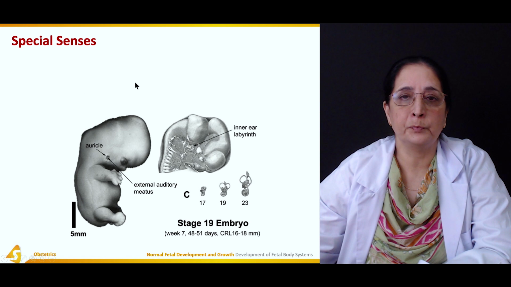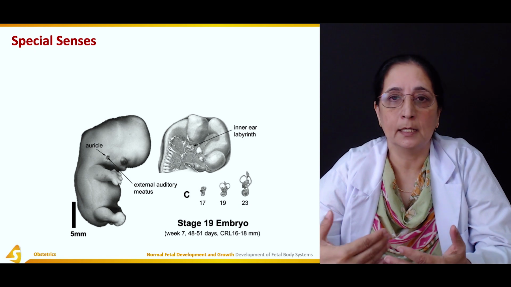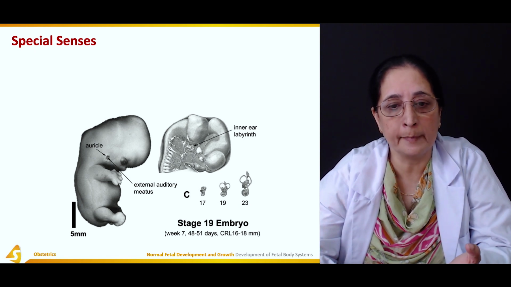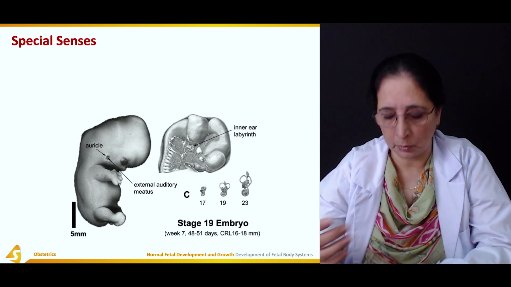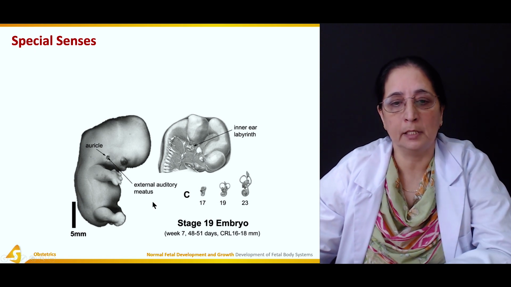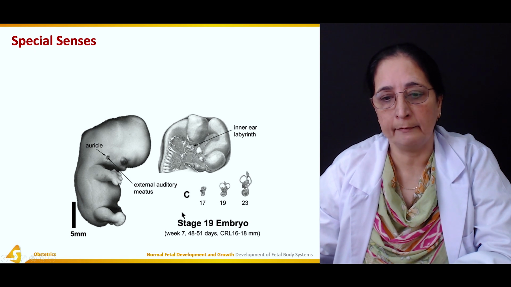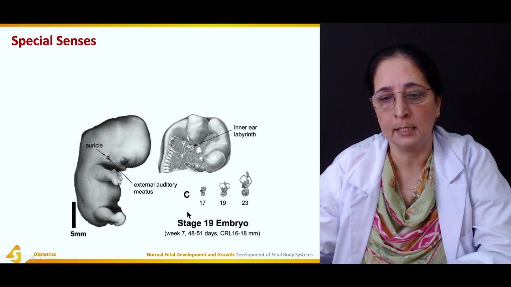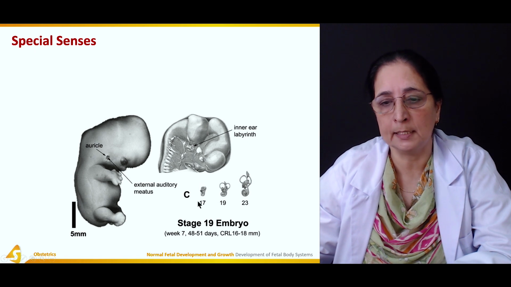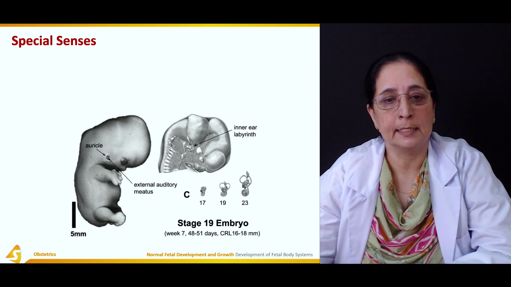Next, the development of special senses. Special senses are the sense of hearing, sense of vision, sense of smell. These are the special senses. So hearing: the auricle is the outer ear, and then the external auditory meatus. This usually takes place at about week 7 of pregnancy. You can see there is development of the ear and special senses.